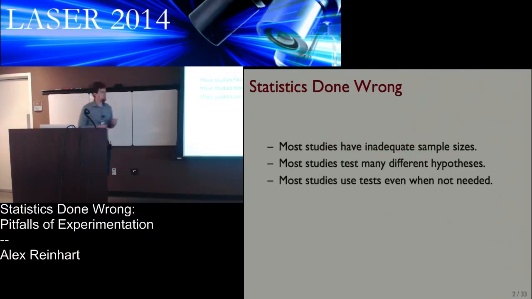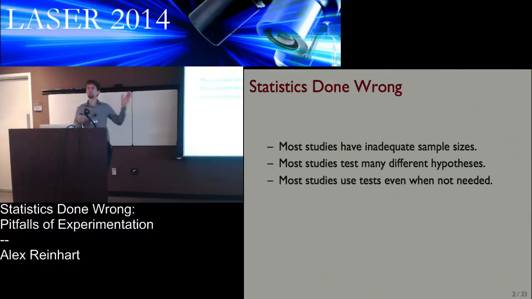There we go. So, three basic problems in statistics done in experimental studies. Most studies in most of science have inadequate sample sizes, which means they're probably not able to find what it is that they think they're looking for. But many of these studies at the same time test many different hypotheses. And I don't mean scientific hypotheses, I mean statistical hypotheses. They do many different tests. They have a wall of p-values in their paper. And this means they have many opportunities for false positives.